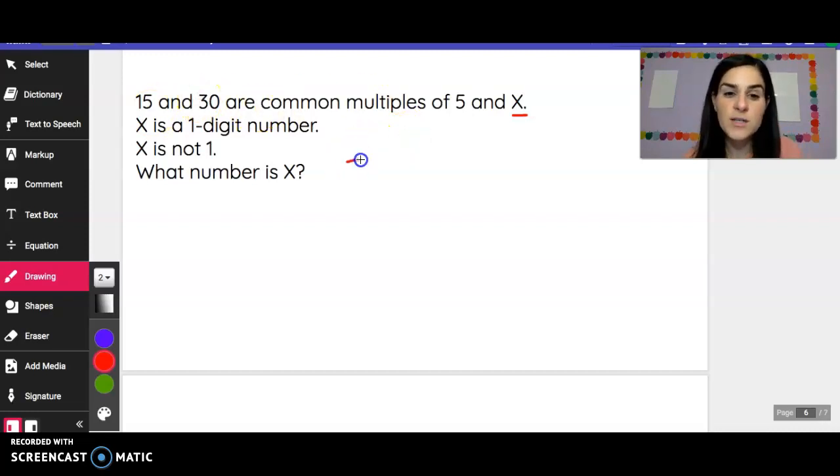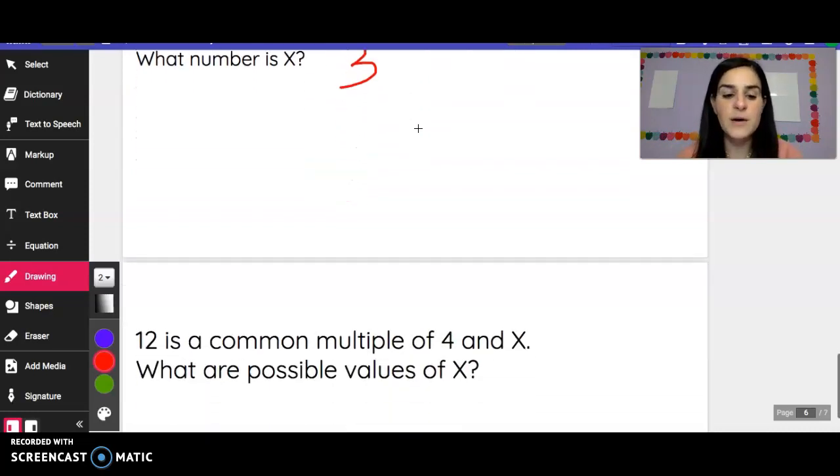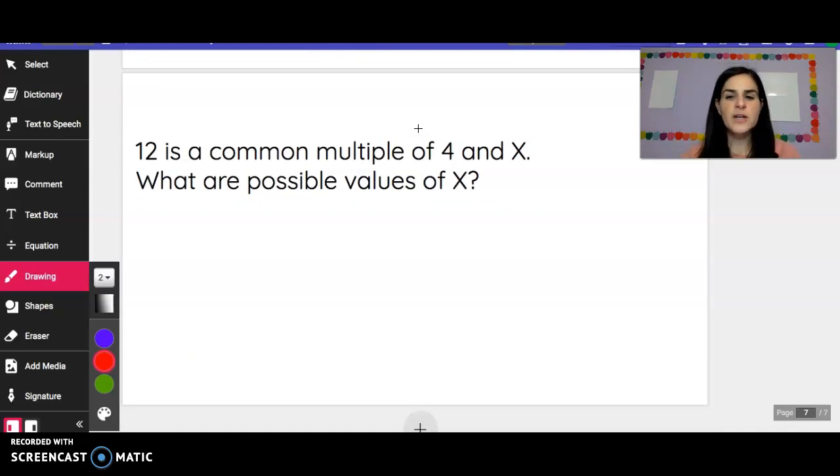So 3 worked. Do you see how I did that? I knew it was a one-digit number, and I just started at 2, and I would have kept going until I found my answer. I know if it's a one-digit number, I only have so many options. So when you see something like this, you have to use some problem-solving skills, and that's one way you could figure it out. So let's try another problem-solving problem.